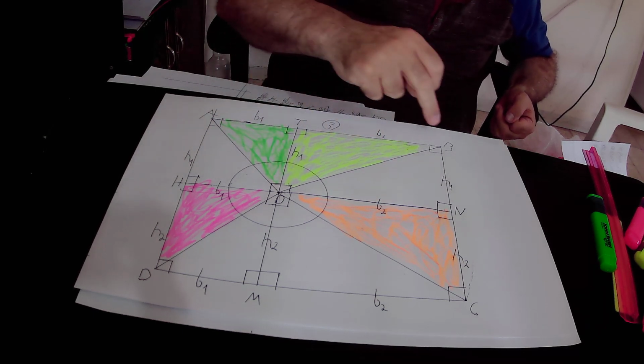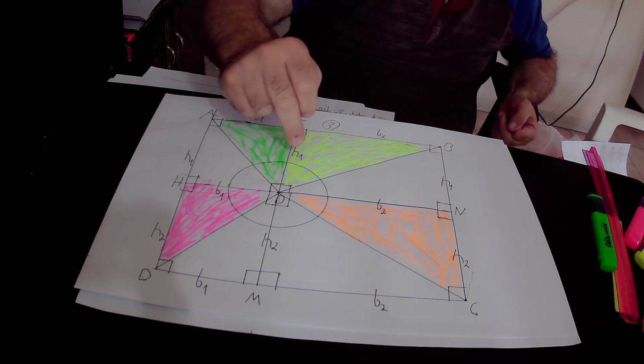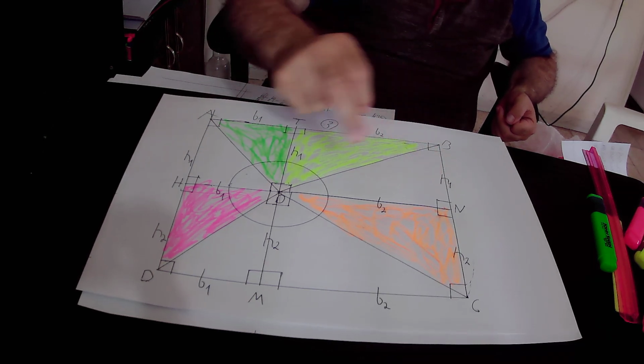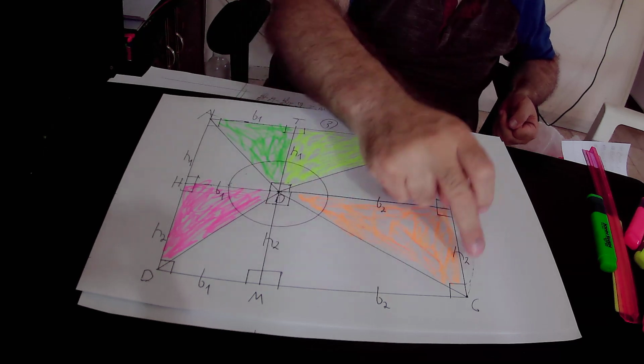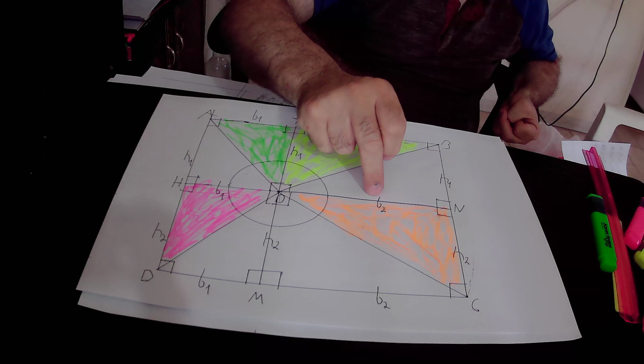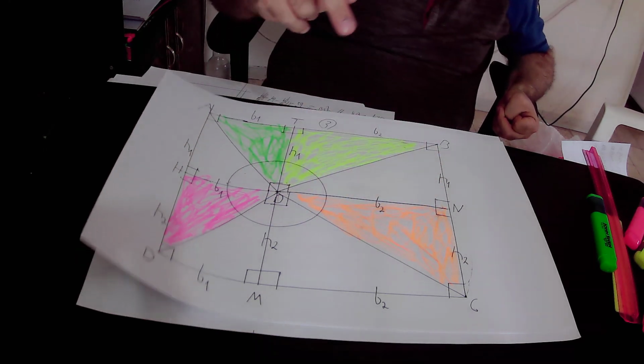Likewise, TO must equal BN, but we know that TO equals H1, therefore BN must also equal H1. And finally, in rectangle ONMC, ON equals MC, but we know that ON equals B2, therefore MC must also equal B2.